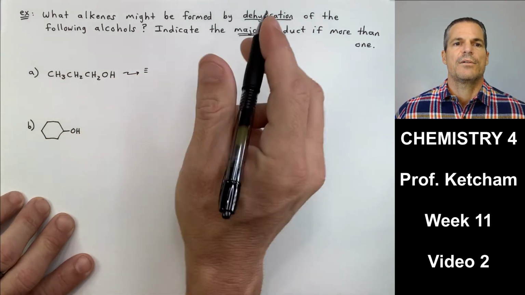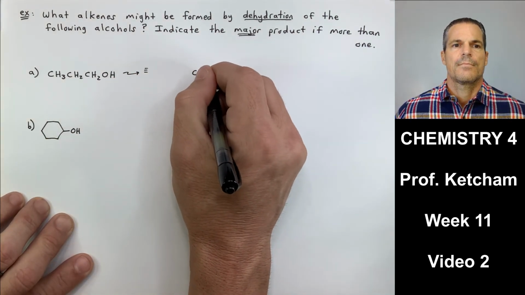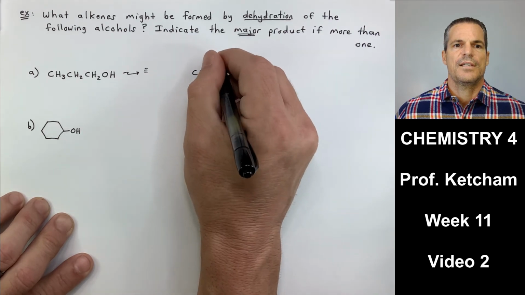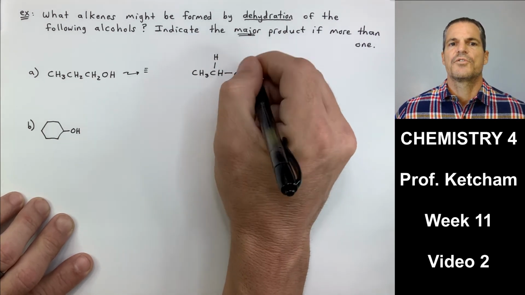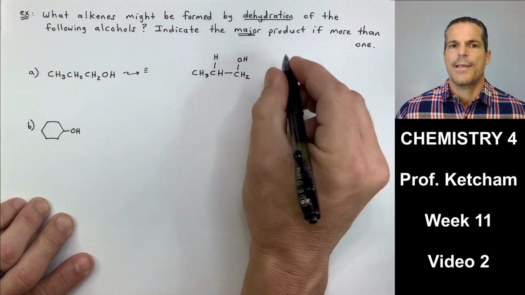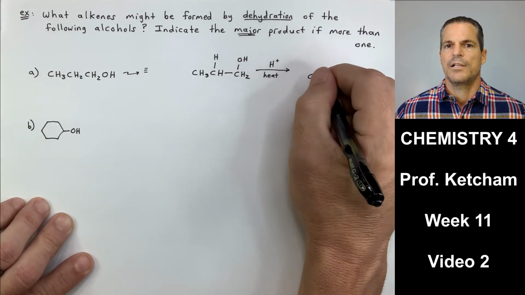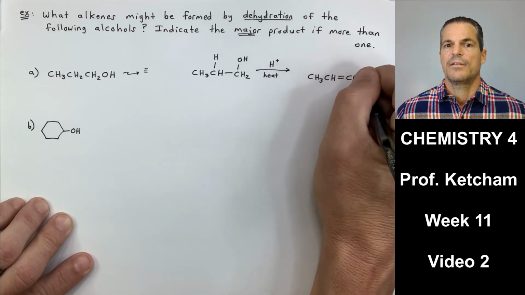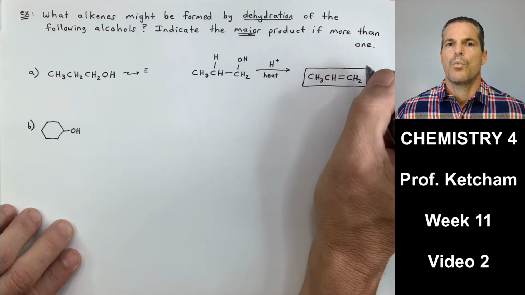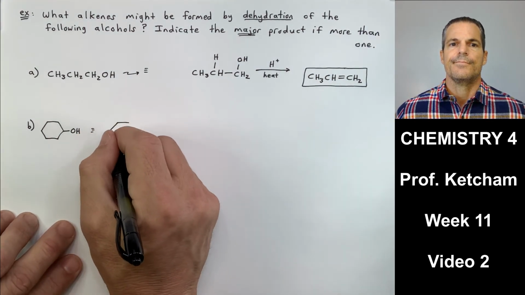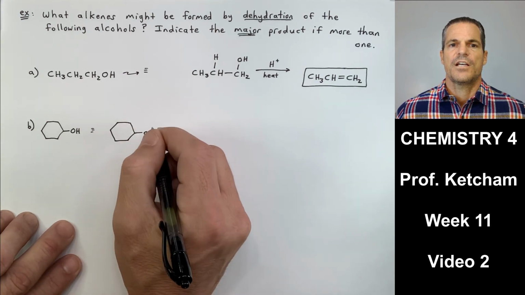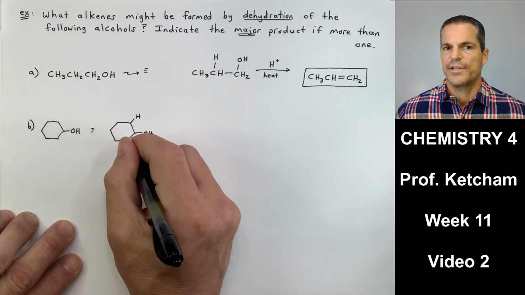So I'm going to draw out A, CH3, CH, CH2. I'm just drawing out the specific H that I'm going to remove and the OH, just so you can see what the product is going to be a little bit better. And then I've done so right there. Okay. So there's my one product. Notice how the OH and the H have to be next door to each other.